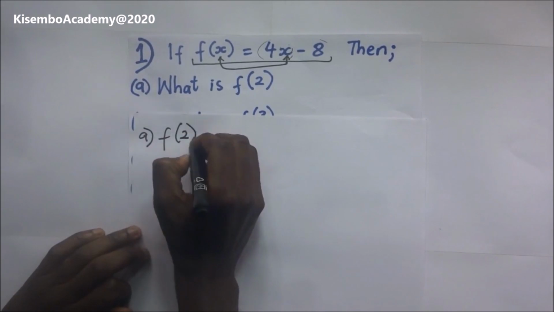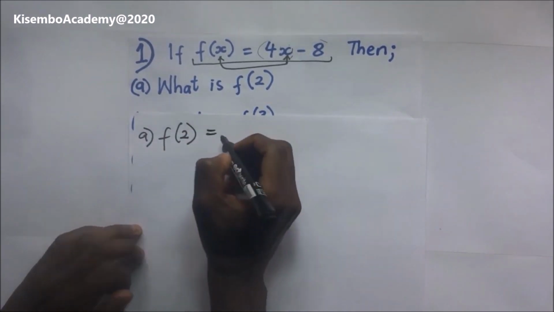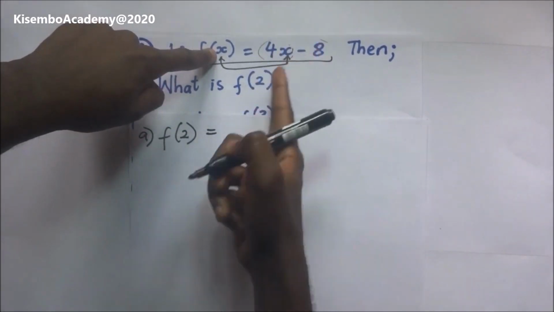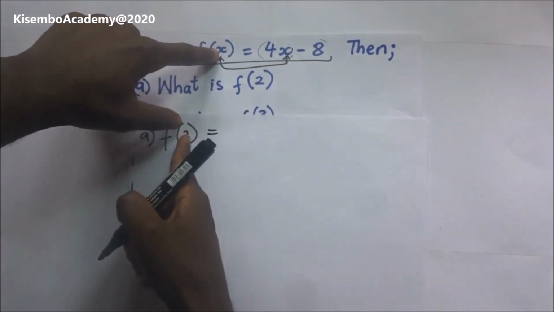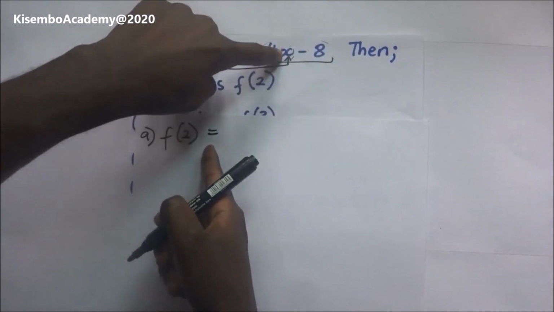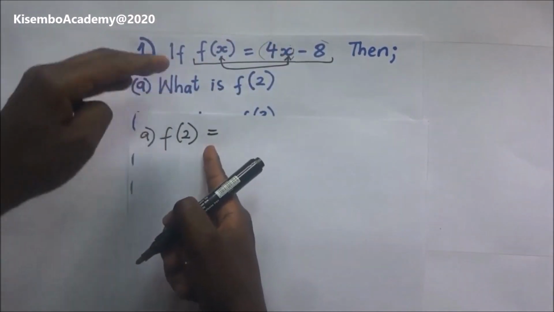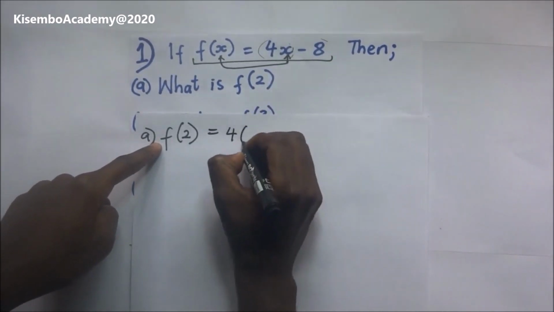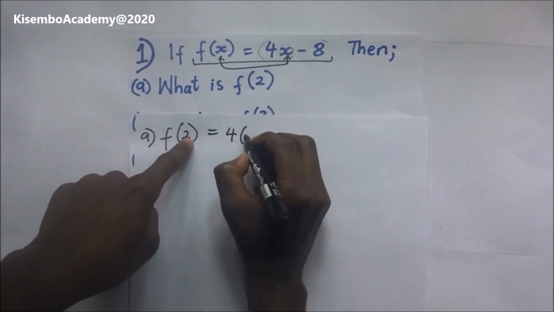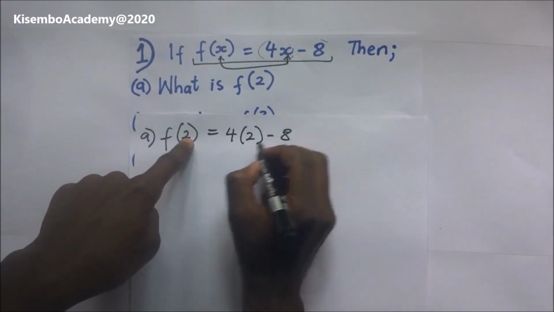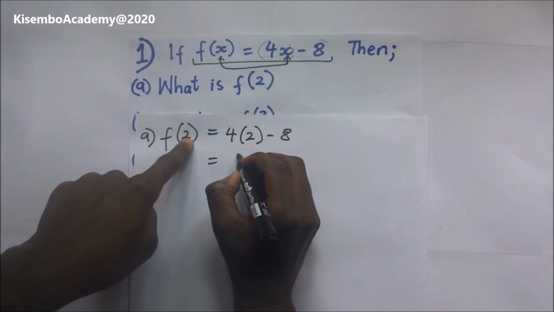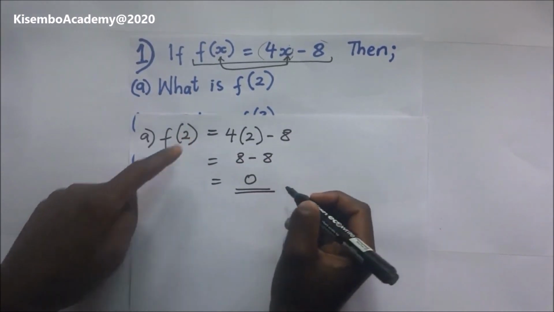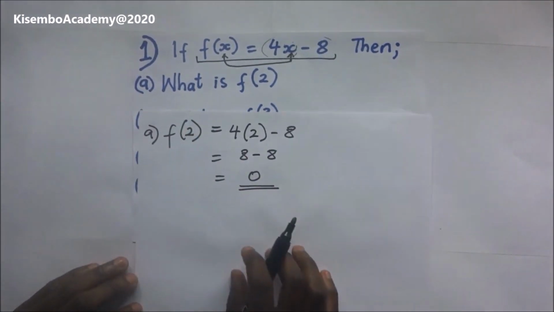So part A is saying, what is f of 2? The function where the value of x is 2. Now since in the brackets we have x and this is the function, in the place of x we have 2, it means that even in this function, where there is x is where we are going to put 2, and then we'll be able to get the answer to this expression. So this is going to become 4 times 2 minus 8, and that's going to become 4 times 2 is 8 minus 8, and that is going to give us 0. That is part A.